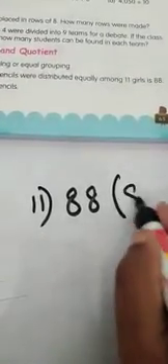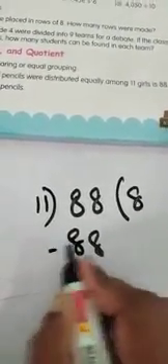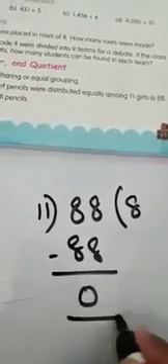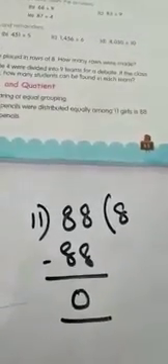How? See here, 88 divided by 11. So, 11 8s are 88. 88 minus 88 is 0. So, 88 divided by 11 equals 8. So, each girl gets 8 pencils. Now turn the page.